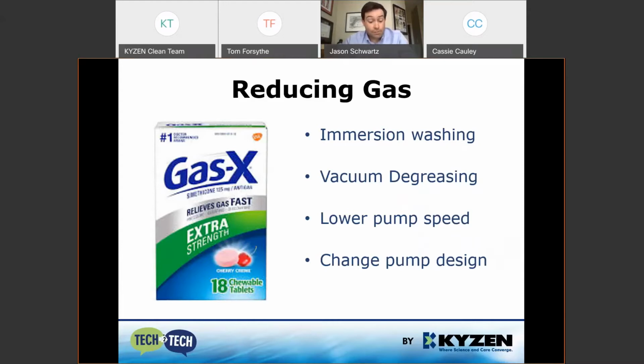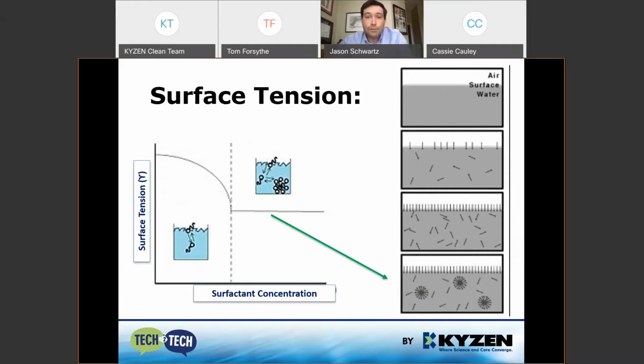However, because you generally can't change your entire wash process just because you experience some foam, let's talk about how to deal with gas in a spray system. The easiest way to deal with it is to lower your pump speed or your spray pressure, but that's counterproductive because it'll drastically reduce your cleaning efficiency. Therefore, you really have to look at surface tension.